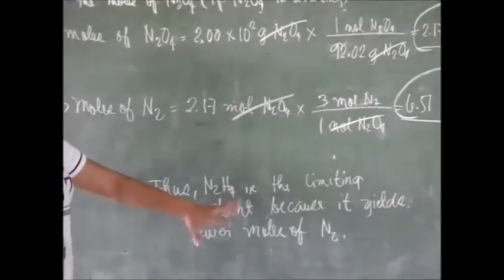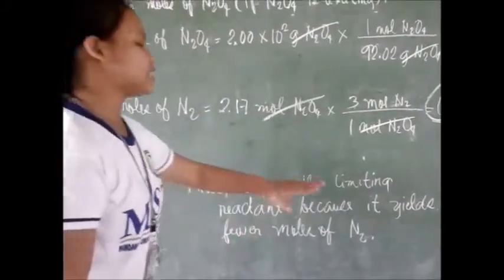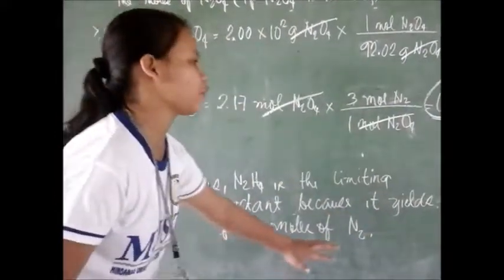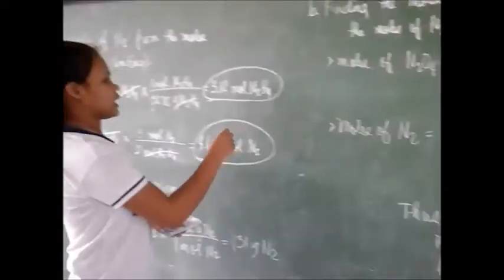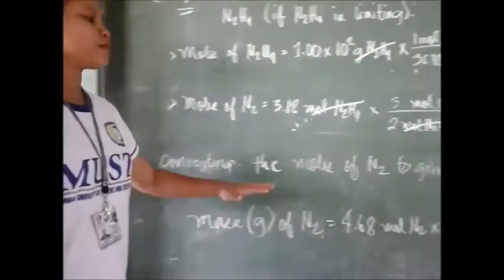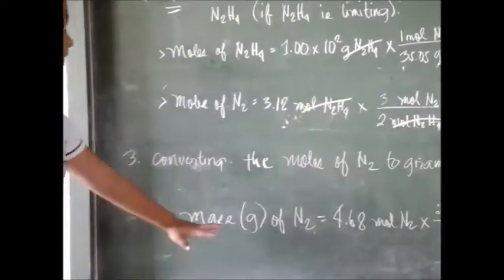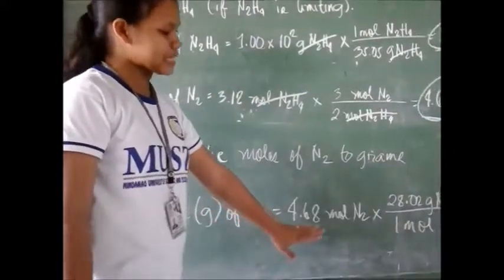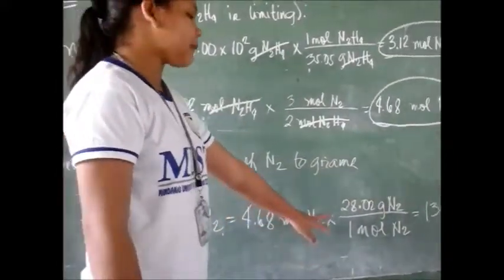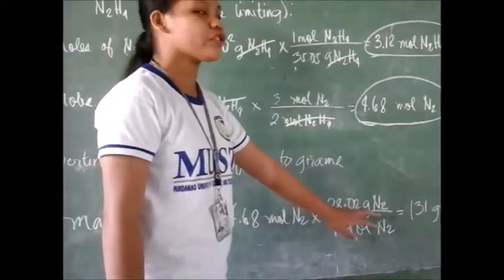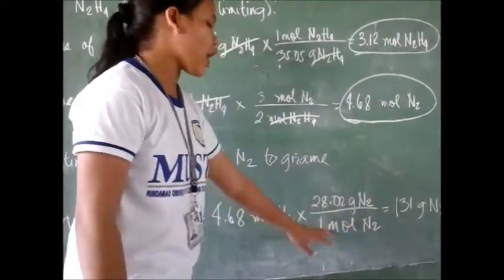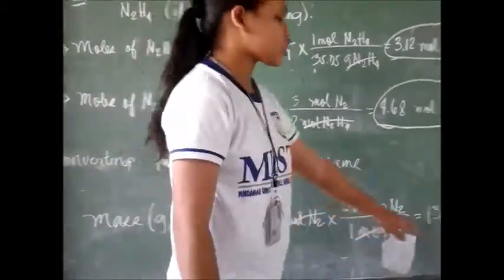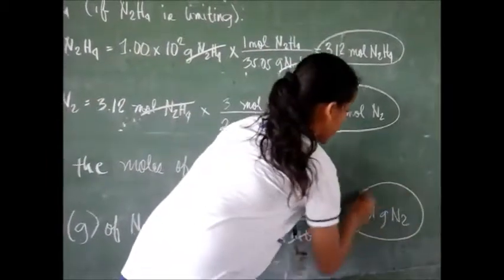Thus, N2H4 or the hydrazine is the limiting reactant because it yields fewer moles of N2. As we can see, the next step will be converting the moles of N2 to grams. Mass will be in grams of N2. It will be 4.68 mole of N2 multiplied by 28.02 grams of N2 over 1 mole of N2. This mole of N2 will be cancelled and the answer will be 131 grams of N2.